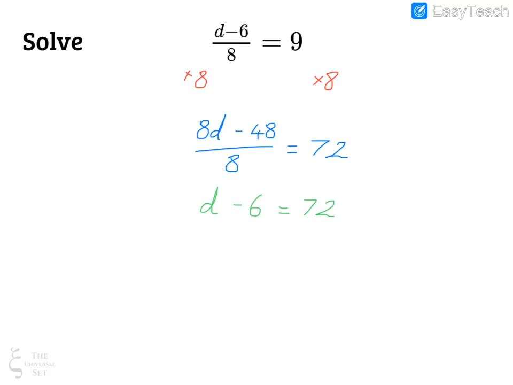What am I going to do to solve this then? Add on the 6. If we plus the 6, we'll get rid of it from this left-hand side, and it will pop onto this right-hand side. So we're going to have just d on this side is equal to 78 on this side. D equals 78. There we go, that's my solution there. A few more examples.